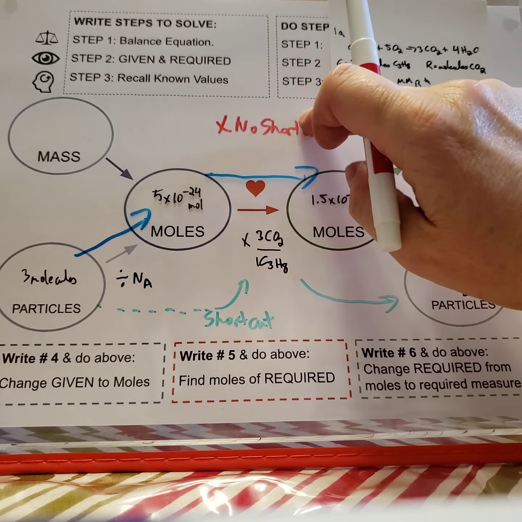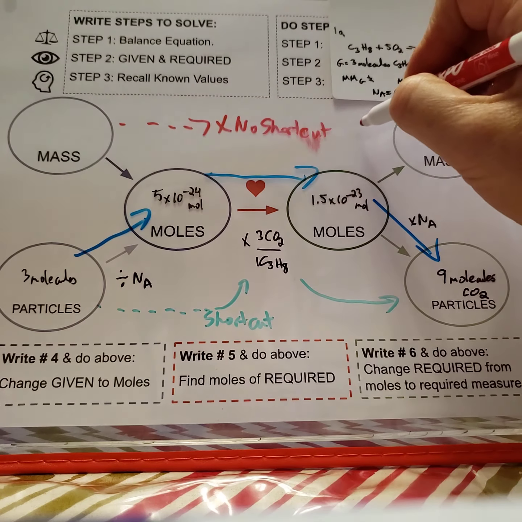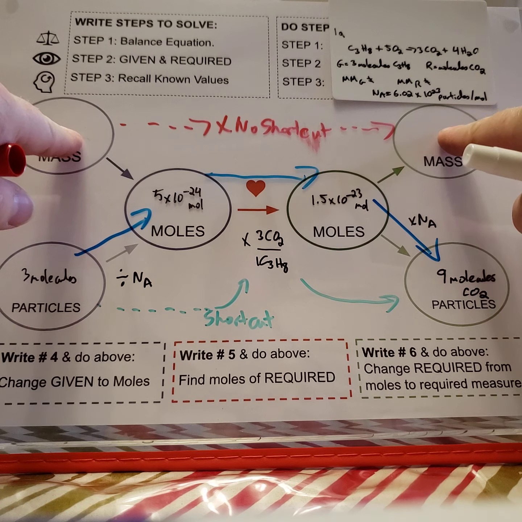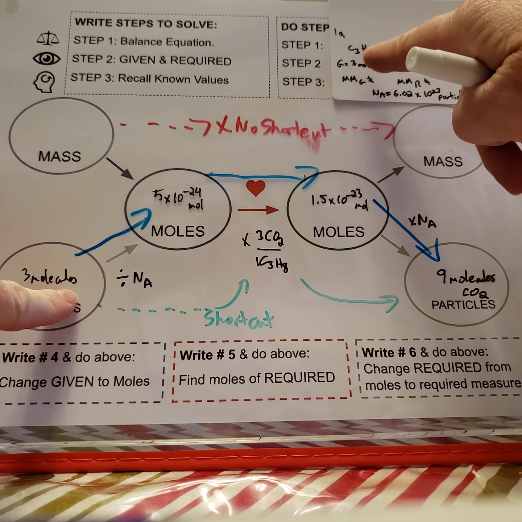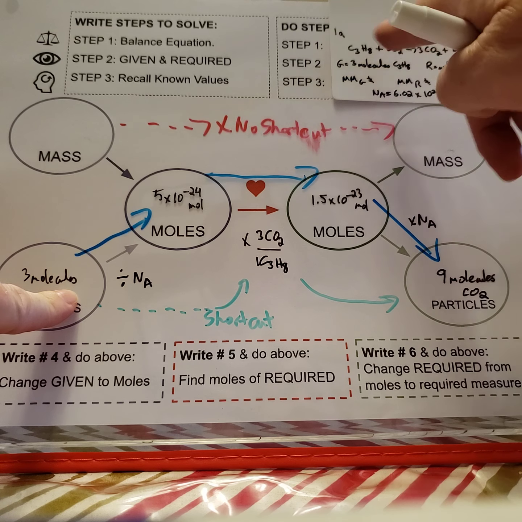Okay, you can't go this way. That's not a shortcut because masses cannot equate. So one particle can react with 5 particles. One particle of propane reacts with 5 particles of oxygen.